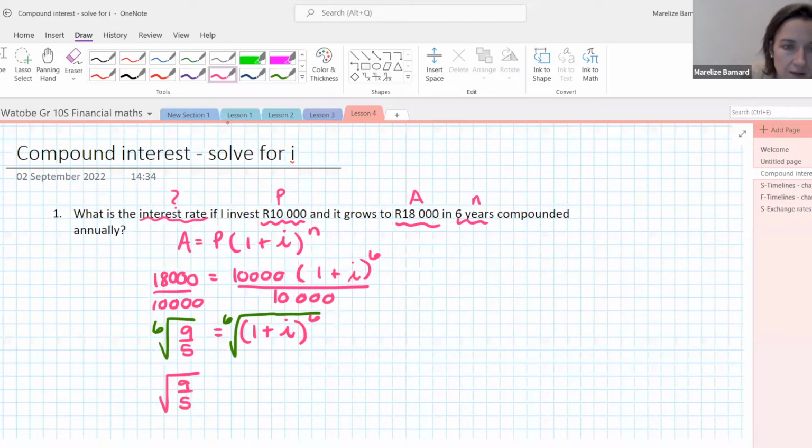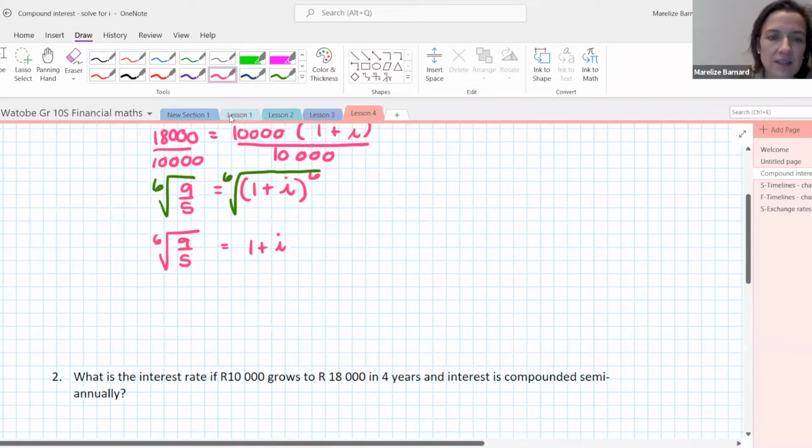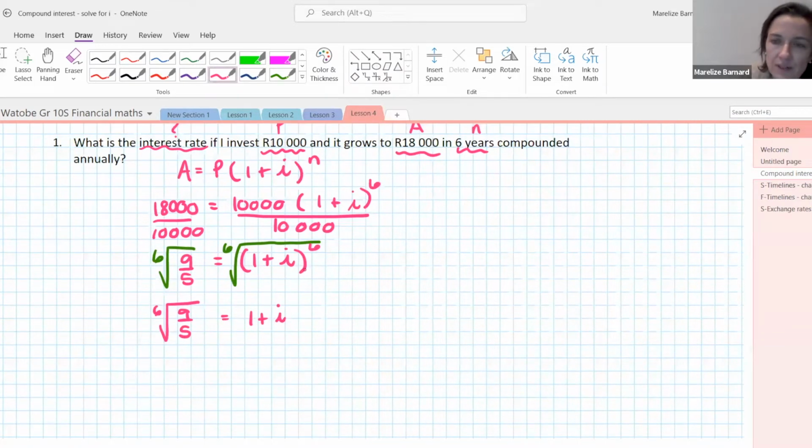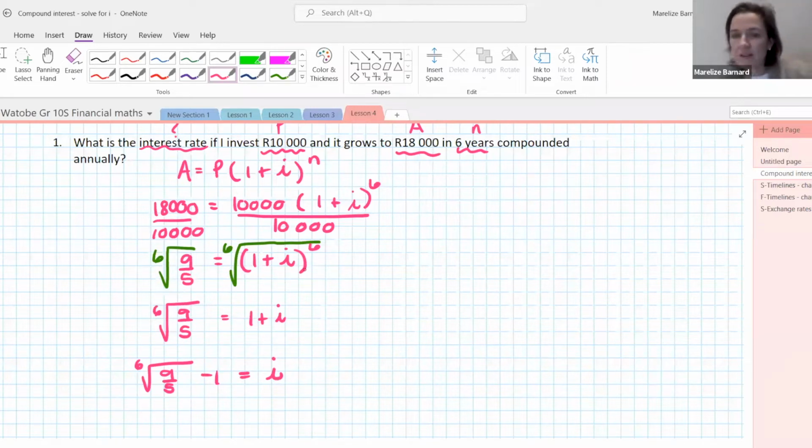So that's the 6th root of 9/5, and that gives me 1 plus I. And then lastly, what have we got left to do? We need to take the 1 over to the other side. Well done, Tandalwetu and Kutlana. We subtract 1 on both sides, and then we're going to put the whole lot into our calculator so that we can see what that actually comes to. Okay, pop it in the chat when you get the answer.